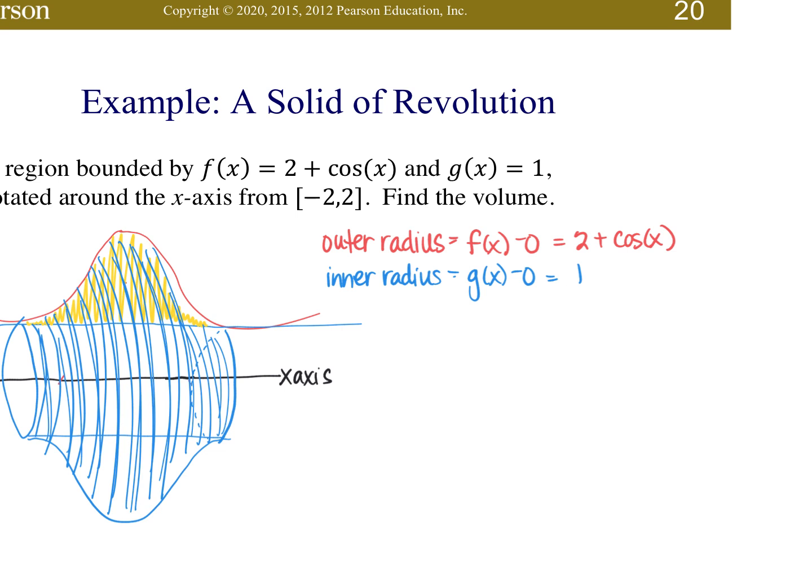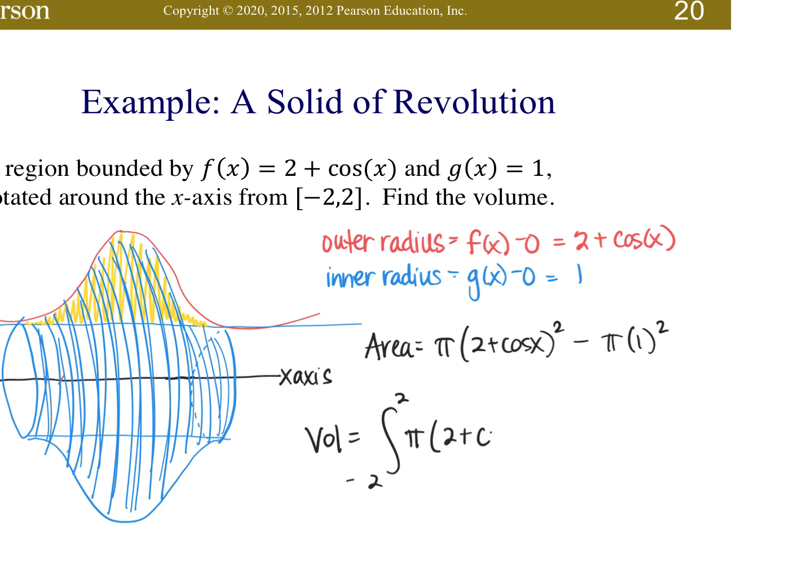So my area will be pi times the quantity 2 plus cos x, squared, that's pi r squared, minus another pi r squared, or pi times 1 squared. And then finally the volume. The volume would go from -2 to 2, and we'll have pi times the quantity 2 plus cos x squared, minus pi times 1. The whole thing has parentheses around it, and then dx.